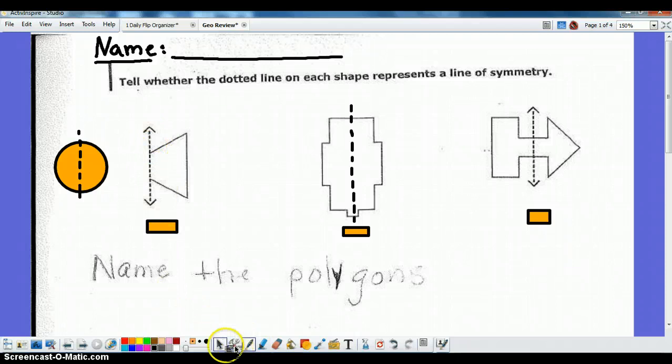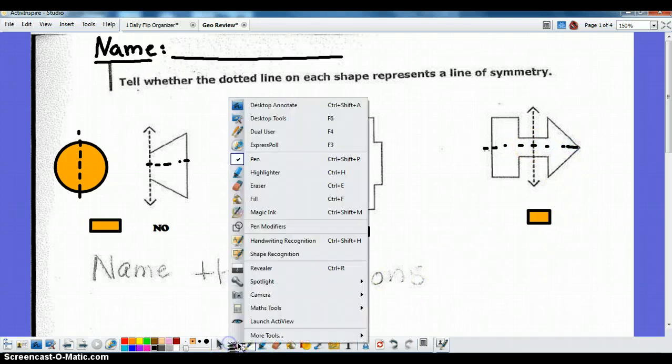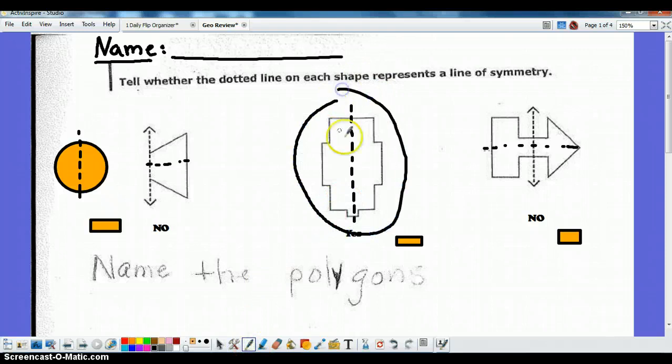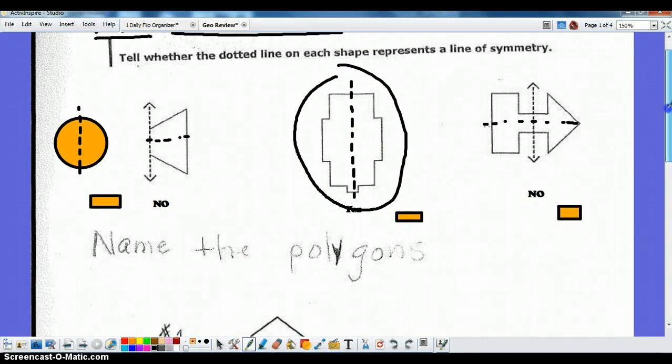So look at the dotted lines. Does this trapezoid have symmetry? Well, a trapezoid does have symmetry, but only if you split it this way. And because the dotted line is going that way, this trapezoid does not have a line of symmetry. This one clearly does not have a line of symmetry because the dotted line is in the wrong spot again. If you had it this way, you would have a line of symmetry. So that one is no. This one, because it's split where it is, does have a line of symmetry. So out of these three shapes, our second shape is the one that has a line of symmetry.